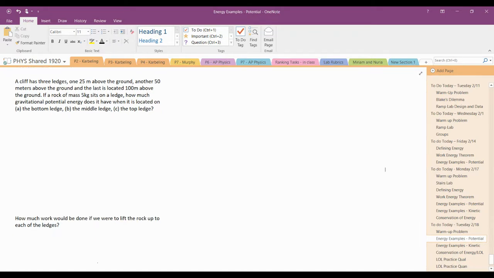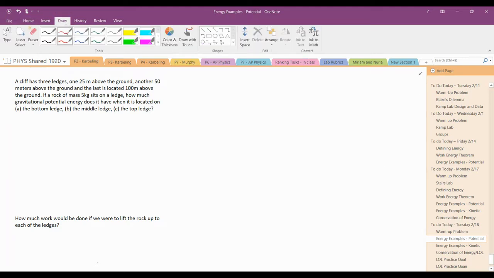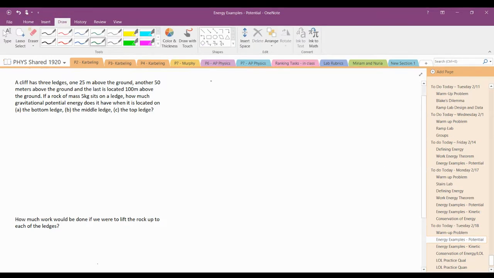Here we have a cliff with 3 ledges, one 25 meters above the ground, another 50 meters above the ground, and the last is located 100 meters above the ground. If a rock of mass 5 kilograms sits on a ledge, how much gravitational potential energy does it have when it is located at the bottom ledge, the middle ledge, and the top ledge? So let's go ahead and draw a picture of this.